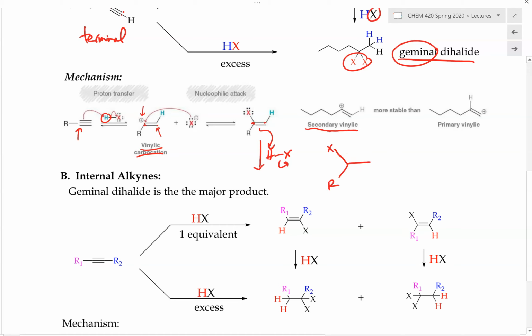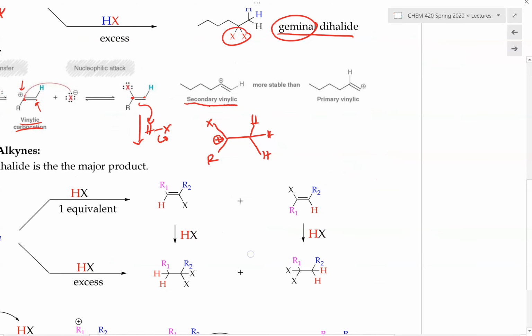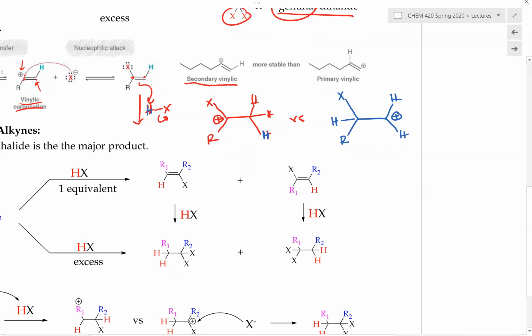So we're going to draw this, X right here. And let's say the hydrogen is now added to this carbon, and here would then be our carbocation. Let me change this to a blue color, so that would be the blue hydrogen right here. Versus the other product, where the hydrogen is added to the other carbon. So we can have these two types of carbocation right here.